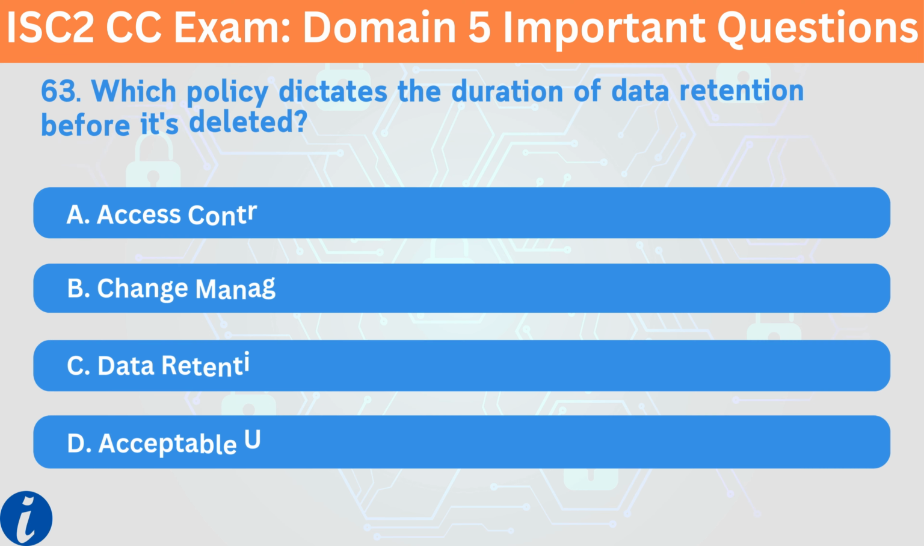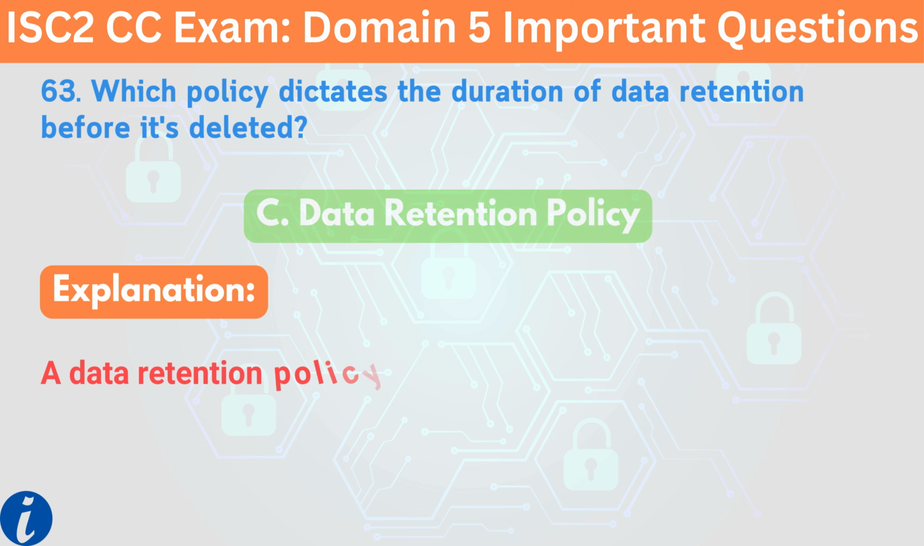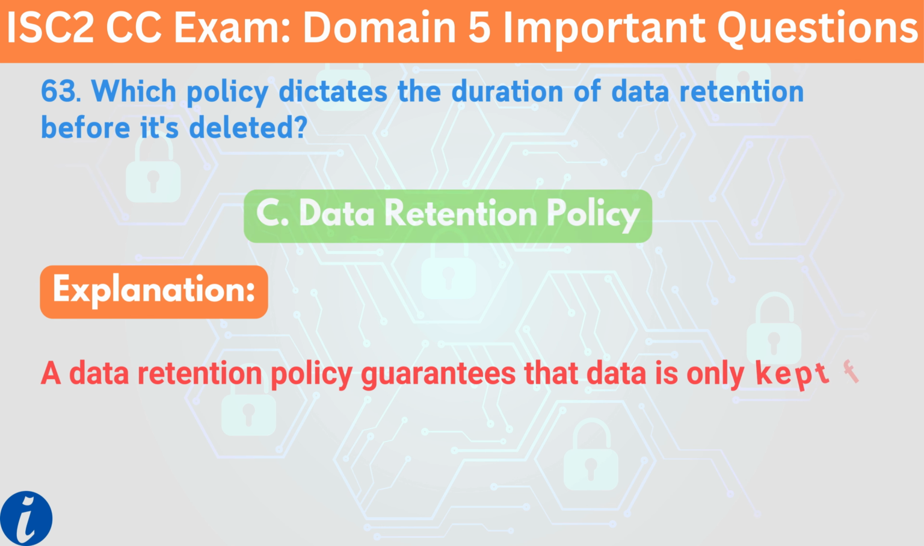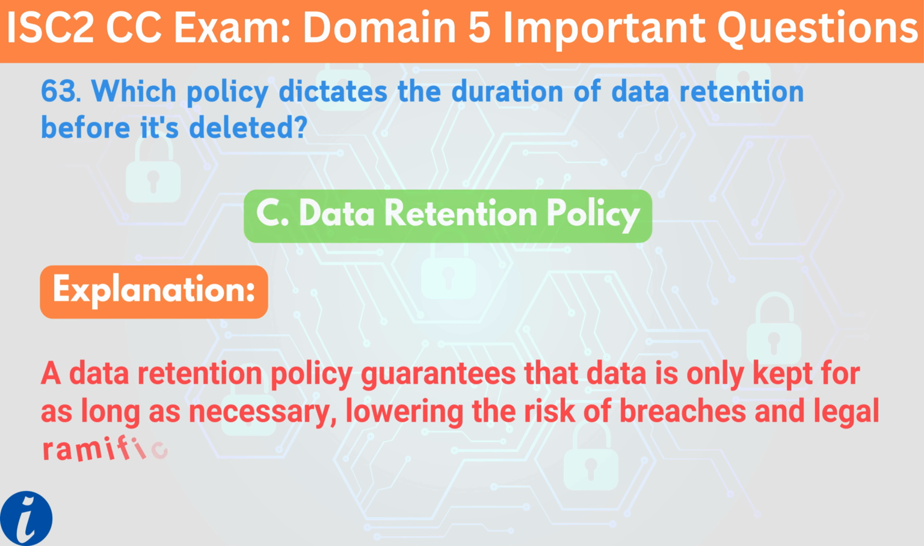63. Which policy dictates the duration of data retention before it's deleted? A. Access control policy. B. Change management policy. C. Data retention policy. D. Acceptable use policy. The correct answer is C. Data retention policy. Explanation. A data retention policy guarantees that data is only kept for as long as necessary, lowering the risk of breaches and legal ramifications.